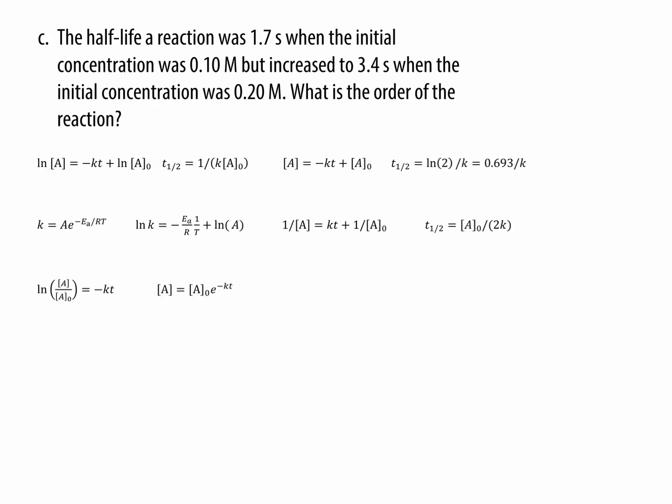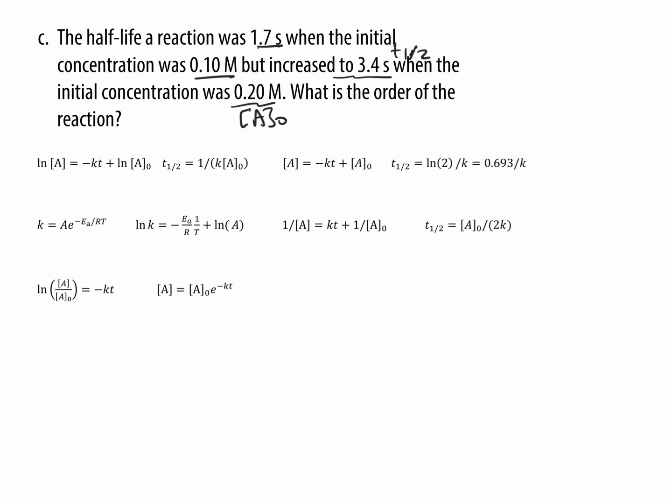For part C, the half-life of a reaction was 1.7 seconds when the initial concentration was 0.1 molar, but increased to 3.4 seconds when the initial concentration was 0.2 molar. What is the order of the reaction? Okay, so we've got a half-life type equation here. We know the half-life when the concentration is 0.1 molar, and we know it increased to 3.4 when the concentration was 0.2 molar, so this is A naught. This is my T1/2.